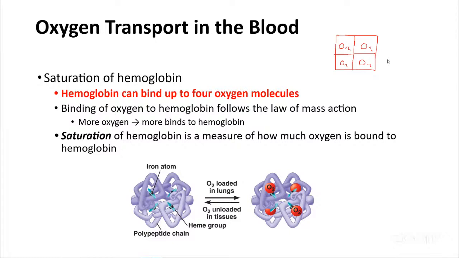Okay. So this is happening in your bloodstream. This is happening on every little hemoglobin molecule.